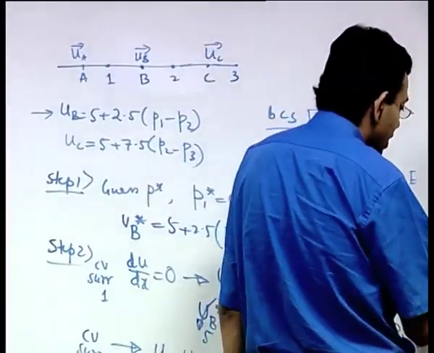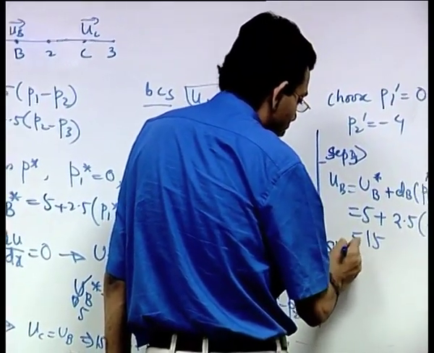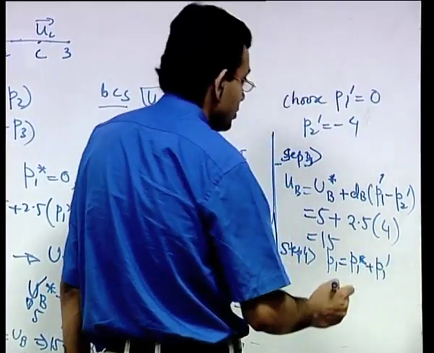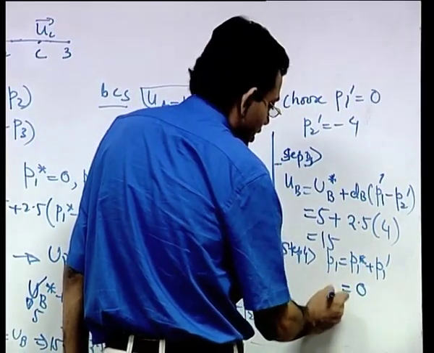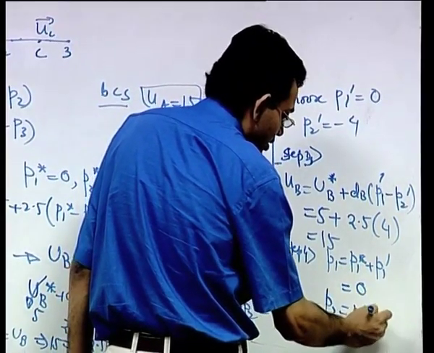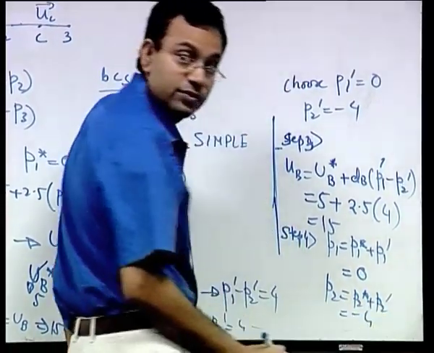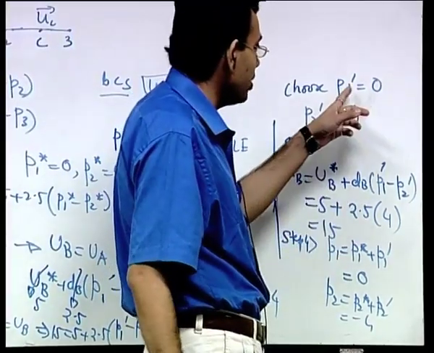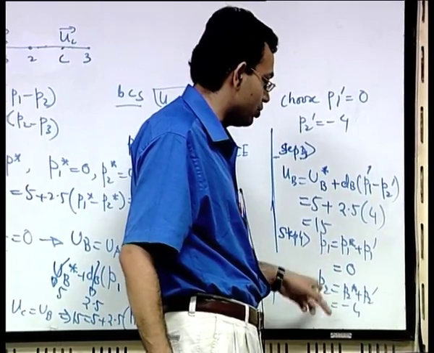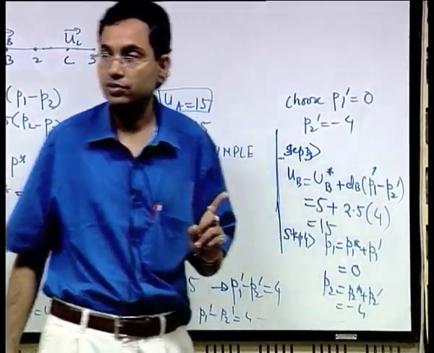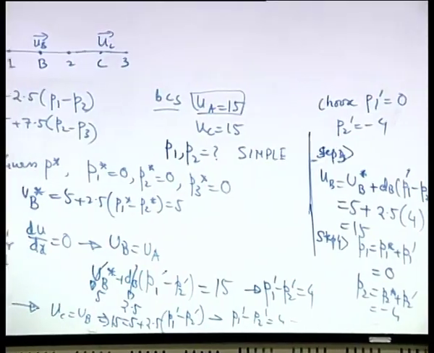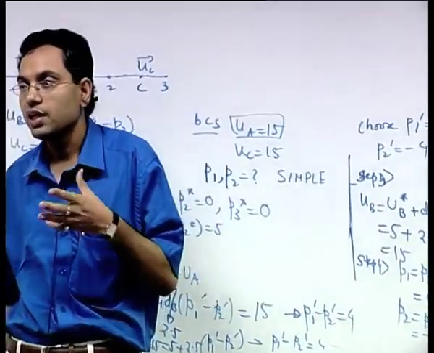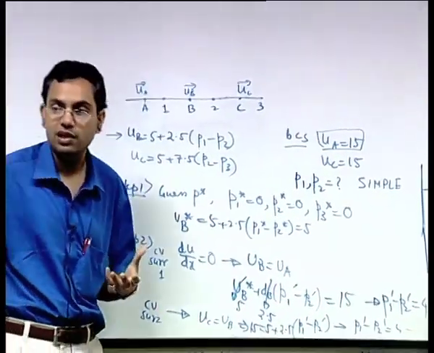And what will be the value of P1 and P2? So step 4: P1 is equal to P1 star plus P1 dash, so that is 0, and P2 is equal to P2 star plus P2 dash, that is equal to minus 4. So you can see here that depending on the choice of P1 dash you could get different values of P1 and P2 combinations, but the difference will always be 4. So it is the pressure difference that remains preserved, but absolute values of pressures depend on the choice of the initial guess. So it is not a unique solution of pressure, it depends on what is the guess that you take for one of the pressure corrections.